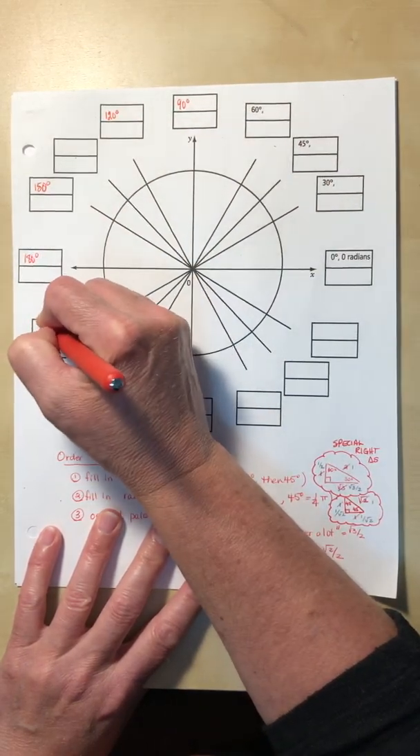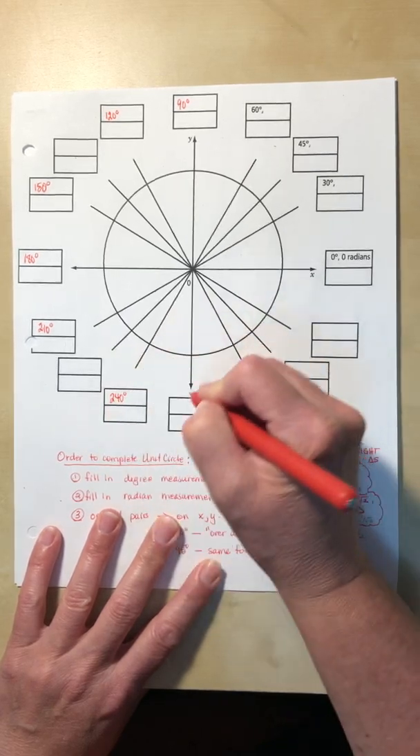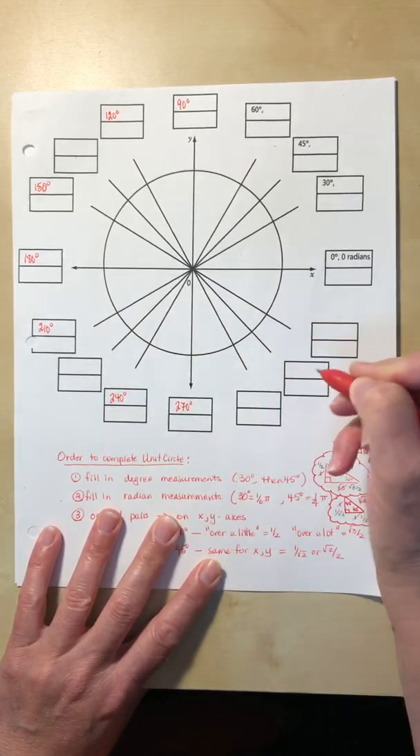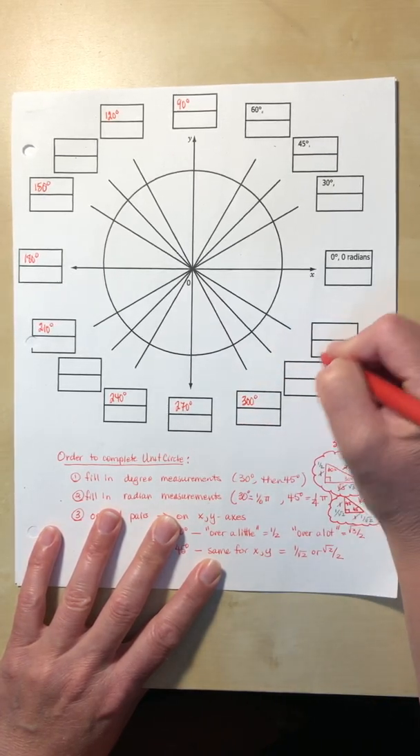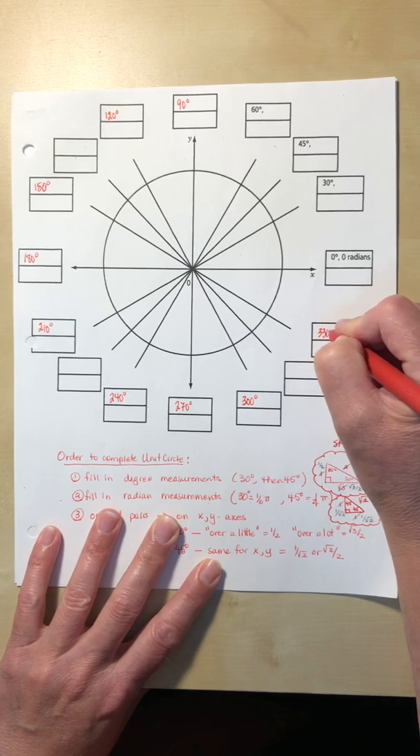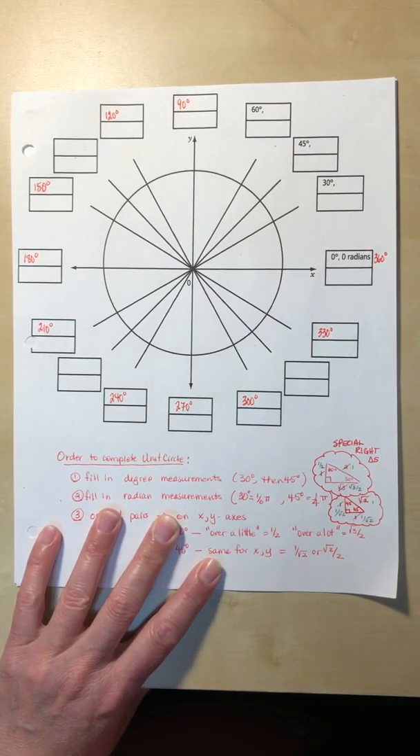180, 210, skip the middle. 240, 270, 300, skip the middle. 330 degrees, and if you want, we're back to 360 degrees. Then I'll go back and do the 45s.